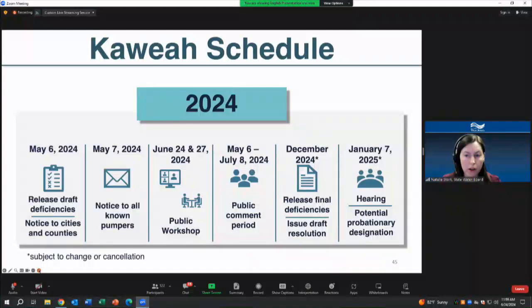We will review all public comments submitted by the deadline and use this information to revise our draft staff report and potentially the recommendations within the report. We plan to release the final staff report in December of 2024, this year, along with the draft resolution for the board to consider at the hearing. The hearing is scheduled for January 7th, 2025, next year, where the board will consider a probationary determination for the basin. Now I will hand it back to Mia.